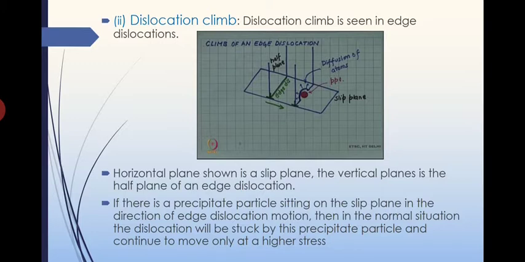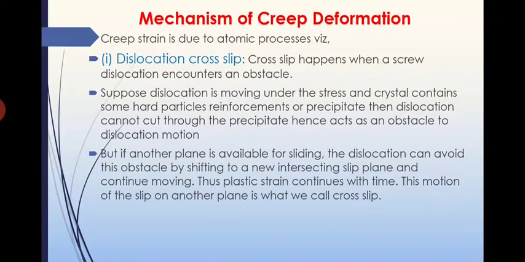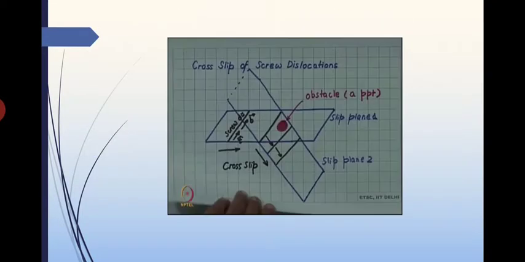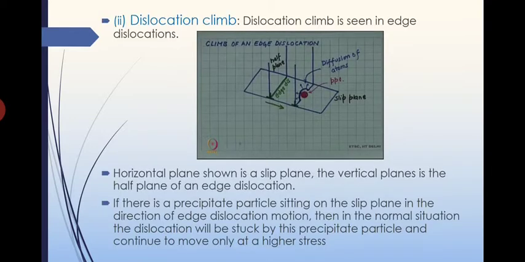is dislocation climb. This also is a dislocation movement, but here it is the screw dislocation, a plane dislocation we can say, whereas dislocation climb is because of an edge dislocation. Dislocation climb is seen in edge dislocation. In this figure you can see the edge dislocation. This is the half plane of the edge dislocation, and this entire half plane will be moving along this slip plane, in this direction.